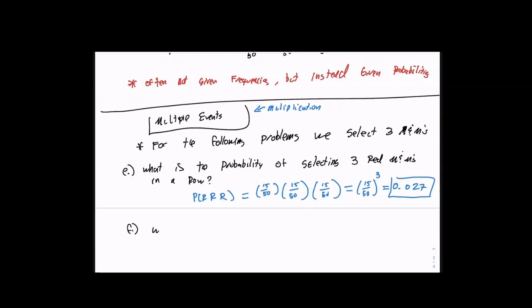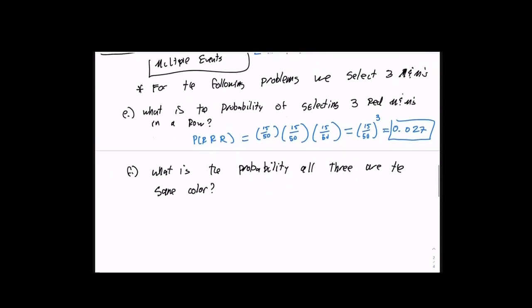F. What is the probability all 3 are the same color? Now this gets interesting. So we went from being specifically, what are the chances that all 3 are exactly red, red, red, red. Now, if I said what's the probability that they're all the same color, what are the possible outcomes for 3 M&Ms such that I get all 3 the same color? What are the possibilities? What could I get for the same color?